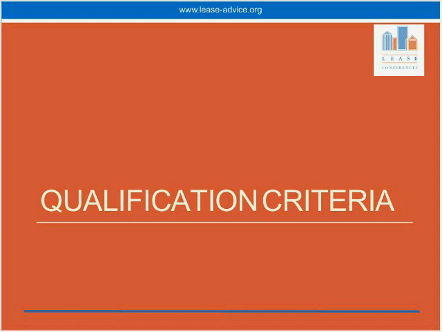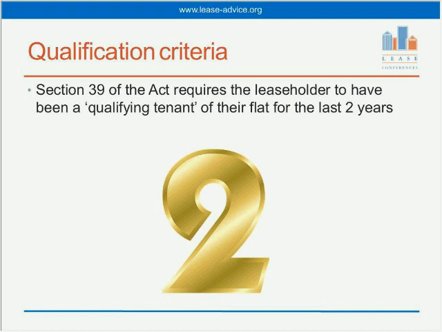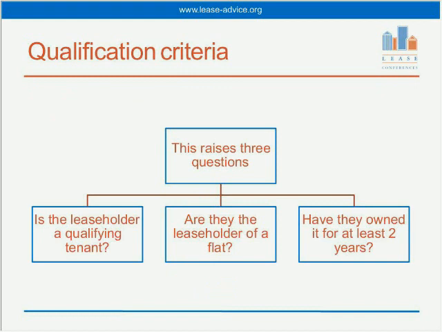So what are the qualification criteria? Well, it's located in section 39 of the 1993 Act. The leaseholder has to be a qualifying tenant of the flat and have been so for the last 2 years at the date the initial notice, the Section 42 notice, is given. So that raises three questions, and those three questions are depicted on the slide in front of us. Is the leaseholder a qualifying tenant? Are they the leaseholder of a flat? And have they owned it for at least 2 years? And we shall come on to investigate those three questions now.